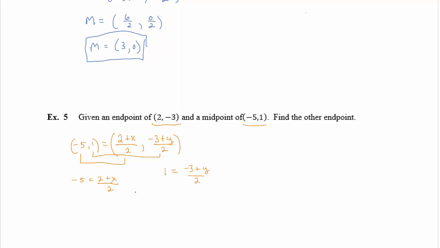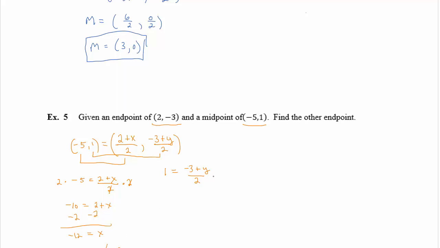And let's solve these independent of each other. So first thing is to get rid of that 2 in the denominator, so multiply both sides by 2. So -10 equals, 2's cancel out, 2 plus x, and when we subtract 2, we get -12 equals x. So the other endpoint better have an x value of -12.